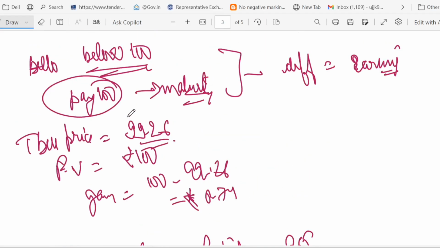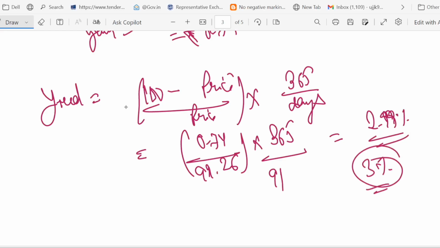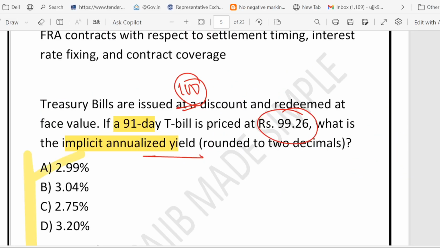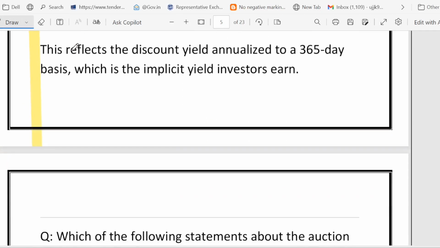How many days are there? They have mentioned 91 days. So that would be near about 2.99%, or we can say 3%. That is how you find the annualized yield. This is the most important question, they ask it every time. So the implicit annualized yield is 2.99%, or we can call it 3%. In short, a treasury bill gives you profit through discount, not interest.